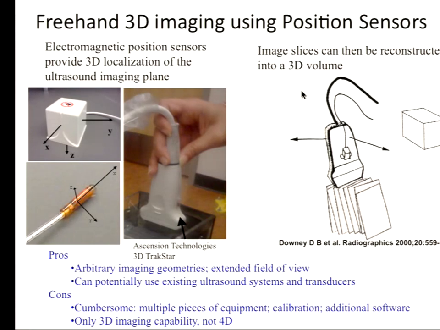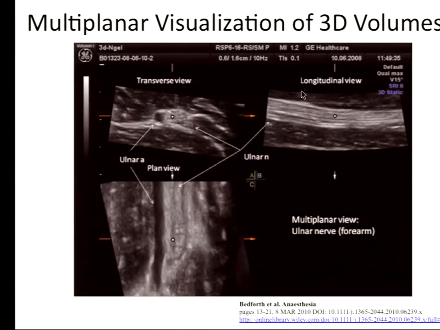This was used for almost a decade before the introduction of the conventional real-time 3D transducers that are available now. But this technology does not produce real-time imaging. So it produces three-dimensional volumes, but not four-dimensional imaging. So the problem has always been, once you get these 3D volumes, how do you visualize it?